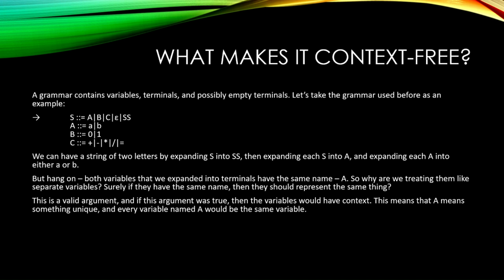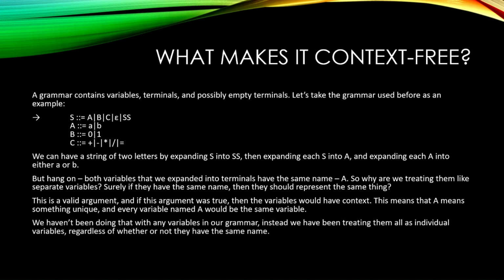It's a valid argument, but if this argument was true, then the variables would have context. So a variable A would have the context of a terminal A, for example. This would mean that anything named A is the same as each other. So A would represent a unique object. We haven't been doing this with any variables in our grammar. If in the grammar we have here, we have two A's, we could expand one of them into terminal A and one of them into terminal B. That would be completely fine. So regardless of whether or not two variables have the same name, we can expand each one into any of their expansions. This is what makes it context-free. The variables do not have context. So that's actually what makes it a context-free grammar.